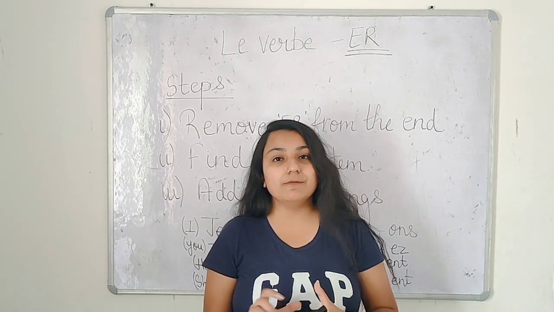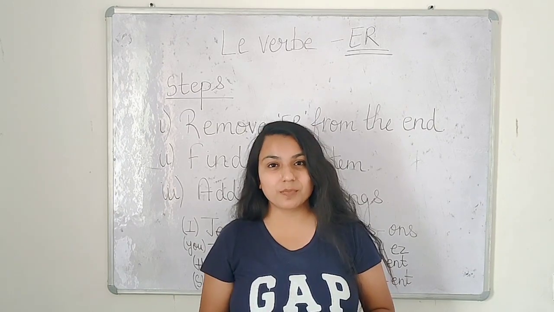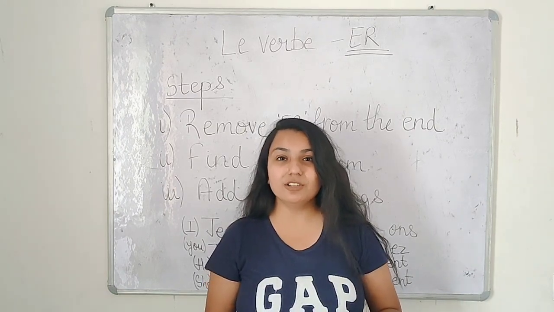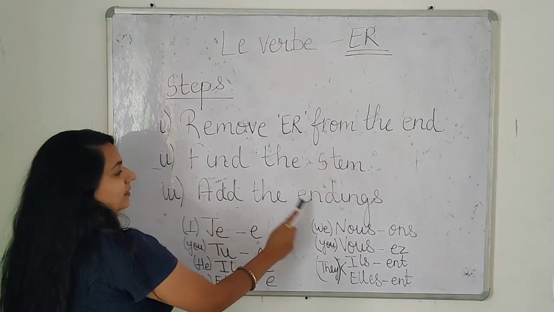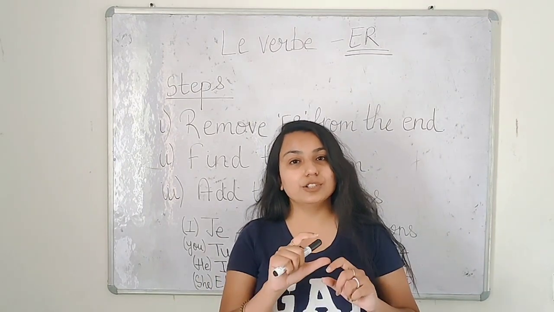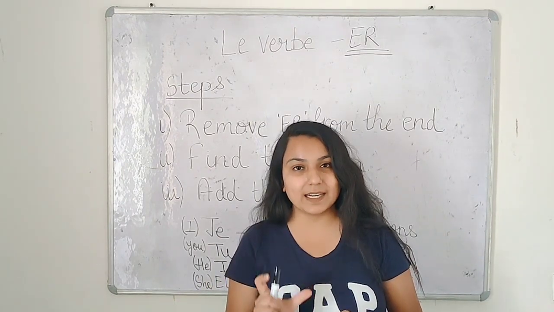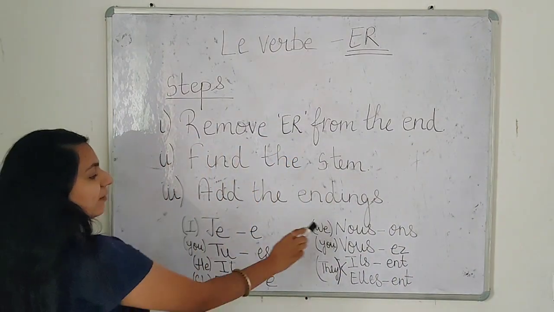Now, whatever the stem will be, we have to write that stem with all the pronouns. I will be teaching you pronouns also, just wait. And the third step is add the endings. So, after finding the stem, we will add the ending to all the pronouns after writing that stem with it. Okay, so the pronouns are these I have written over here.